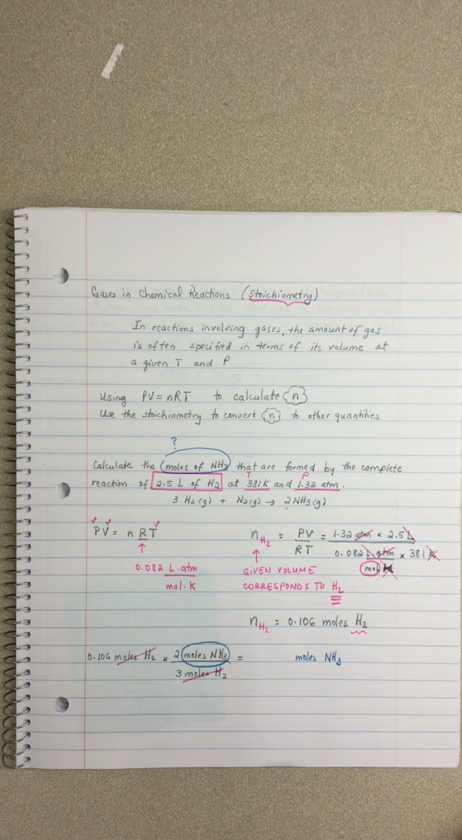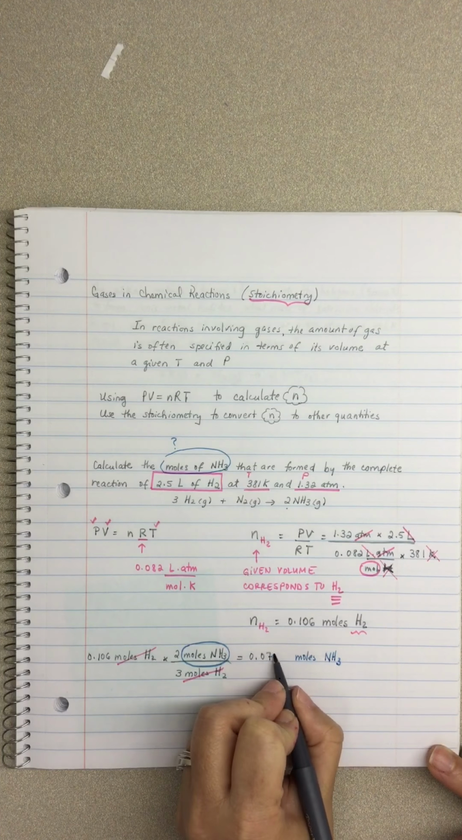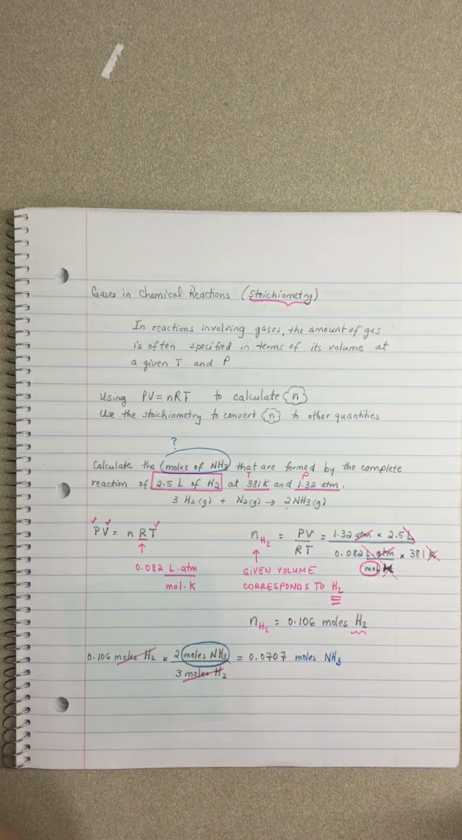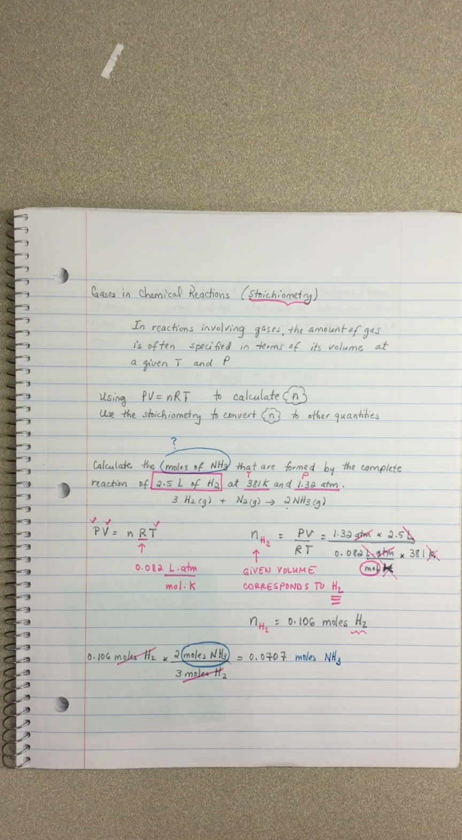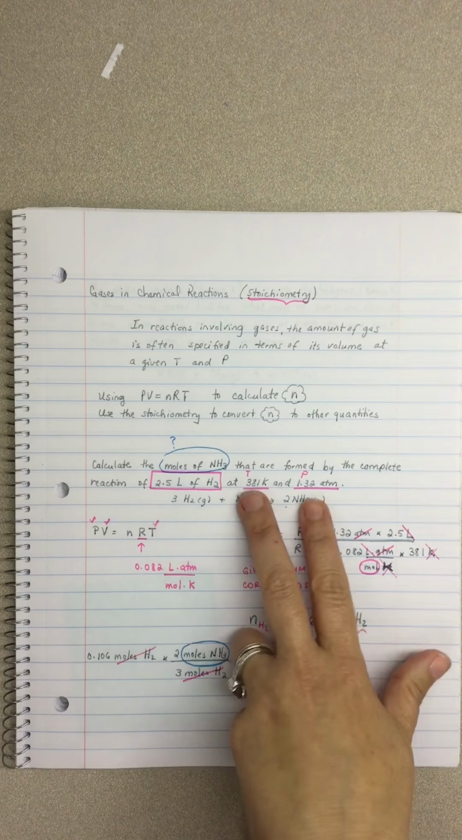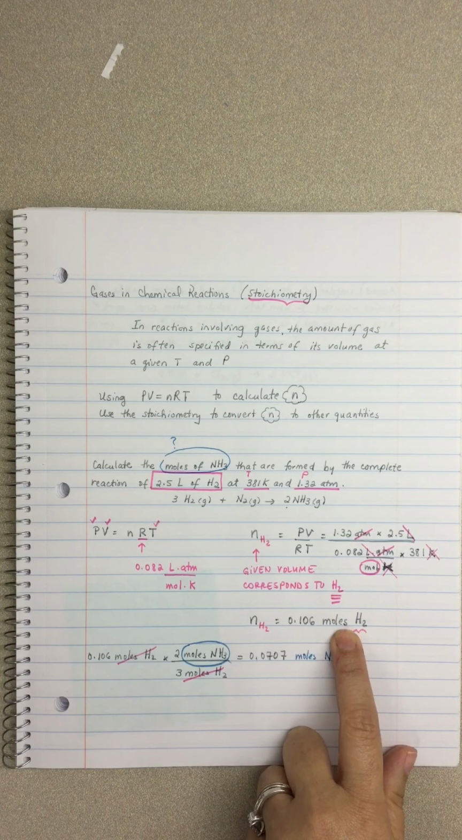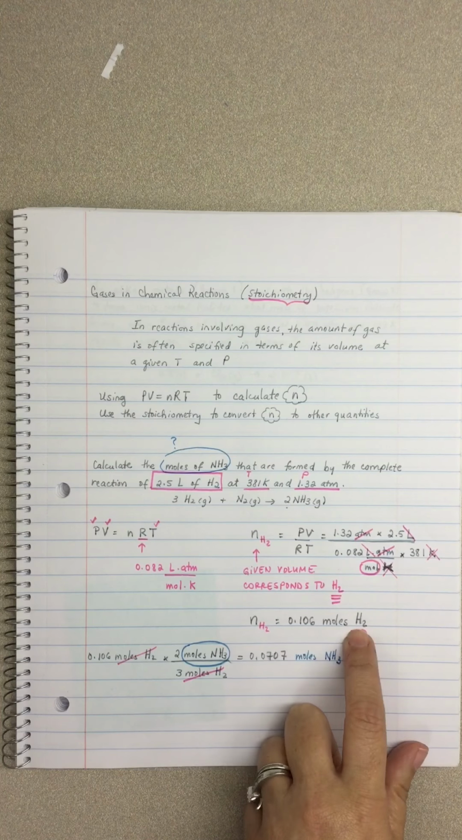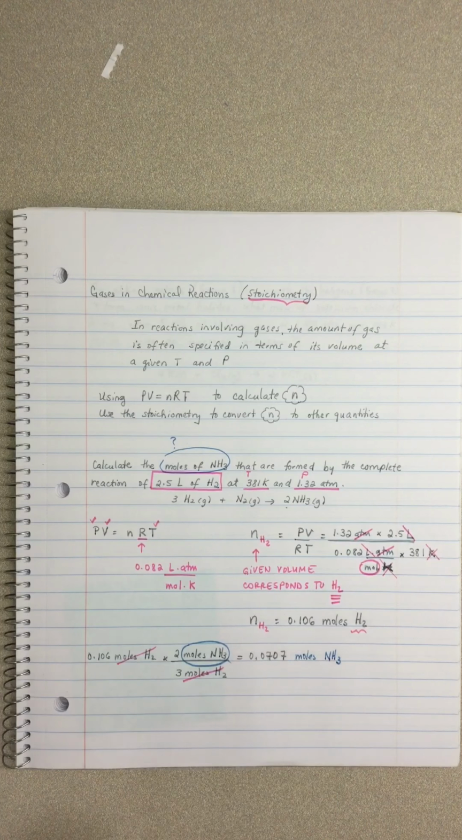So 0.106 times 2 divided by 3. Something close to 0.07. Okay? That's the number of moles of NH3. So when you have 2.5 liters of hydrogen at those conditions for temperature and pressure, this is the number of moles of hydrogen that you have. Okay? So if this many moles of hydrogen are reacting, what you're forming is this many moles of NH3. That's what you were trying to calculate in this problem.